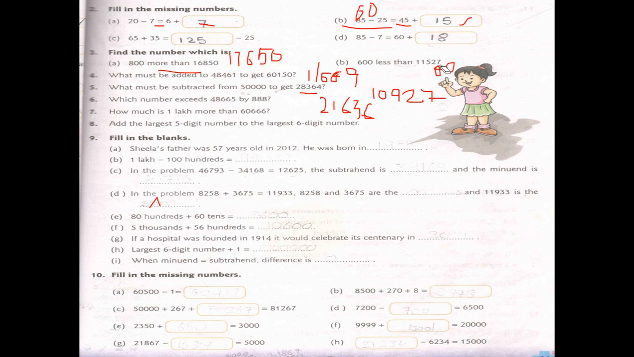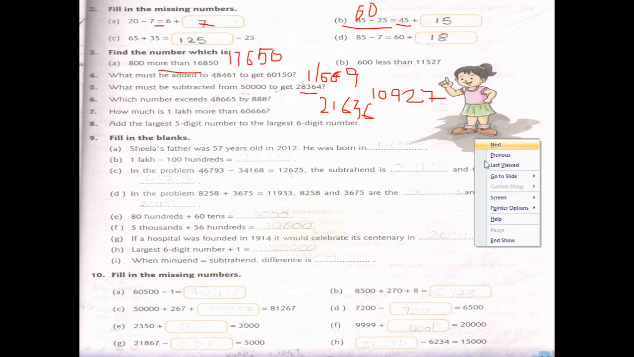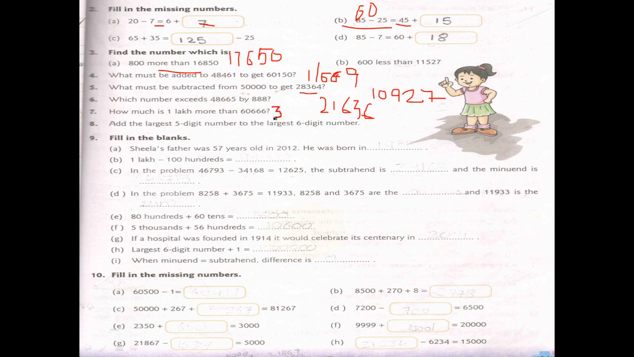How much is 1 lakh more than 60,666? Means, 1 lakh is how much greater than 60,666? So what you have to do? You are subtracting 1 lakh minus 60,666. So your answer is 39,334.